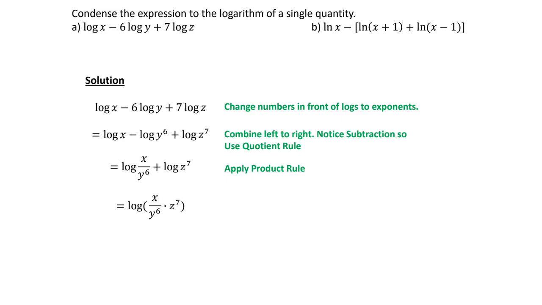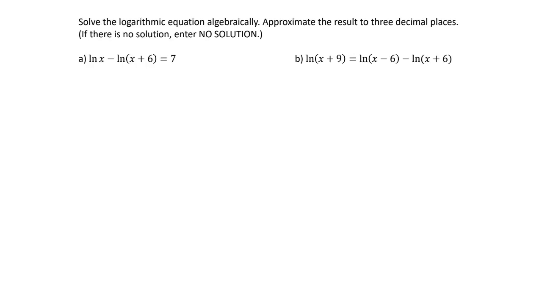To simplify it, to make it a little bit prettier, let's go ahead and multiply those two together. The numerator, the x times the z to the 7, is going to give me my final answer divided by y to the 6. Okay. So if you saw, I went from three logs to one log.